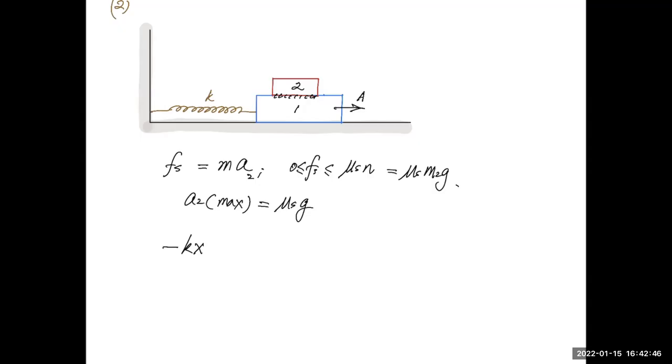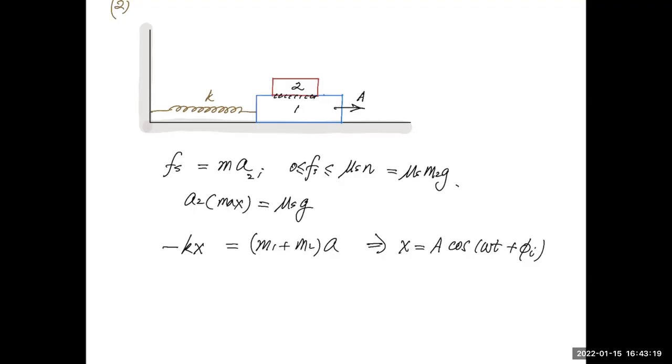Negative kx is the only horizontal external force. And that equals total mass times acceleration. Mass is m1 plus m2, because I'm thinking of both objects as one system, A. Okay? And naturally, that leads to a solution of simple harmonic oscillation. I know that x equals A cosine of omega t plus phi initial. In this case, phi initial actually equals 0. If I pull it all the way to the end, I start with a maximum amplitude of oscillation, so phi initial equals 0, but it doesn't really matter.